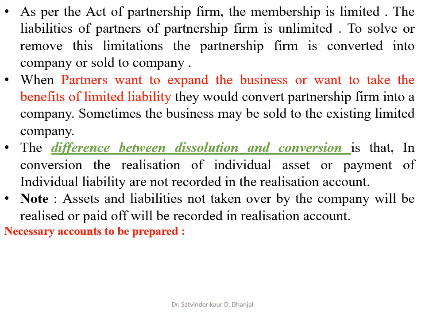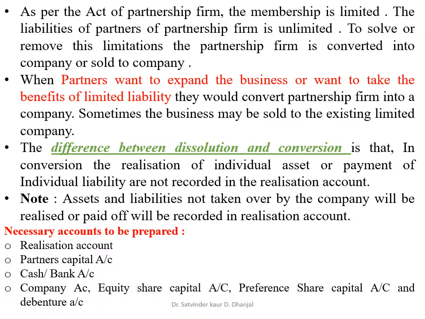Now, the necessary accounts to be prepared in this chapter are the realization account, partner's capital account, and cash or bank account. This fourth point is not compulsory, but we will still practice these accounts in one or two sums: company account, equity share capital account, preference share capital account, and debenture account. You should have an idea about these accounts also, so we are going to practice that in a few sums. These are the necessary accounts to be prepared.